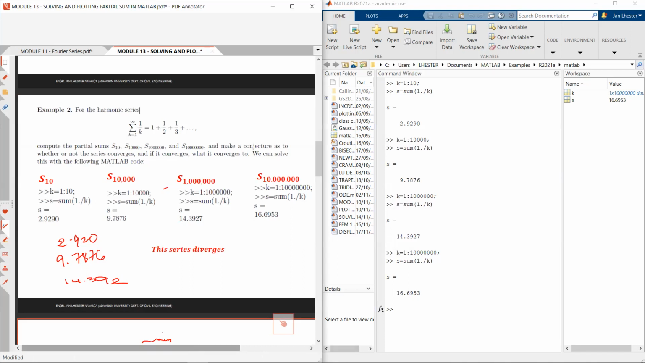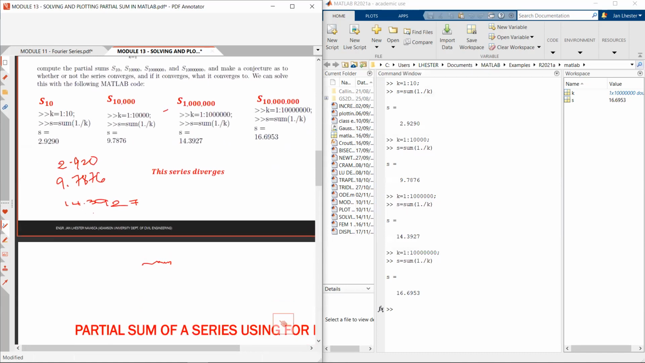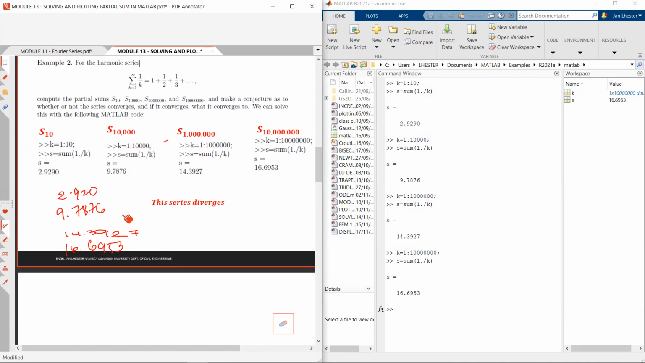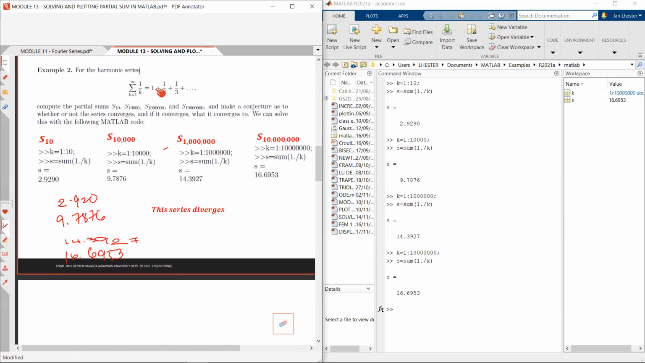Nagloloko na yung sa ilalim ko. 7, okay? And next is 16.6953. Okay? So if we compare the partial sums 2.9, 9, 14, 16, hindi siya nag-a-arrive sa value. So therefore, we can make a conjecture that this series, or harmonic series, diverges.